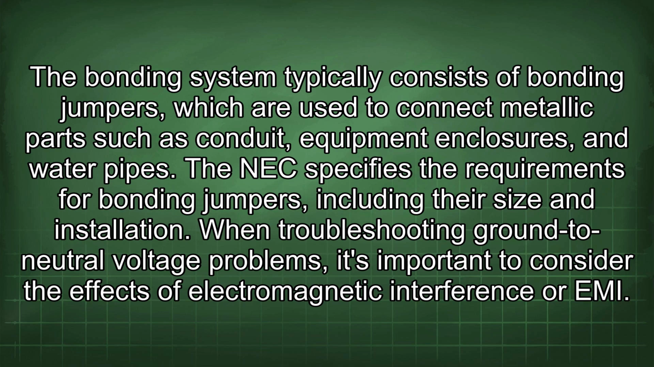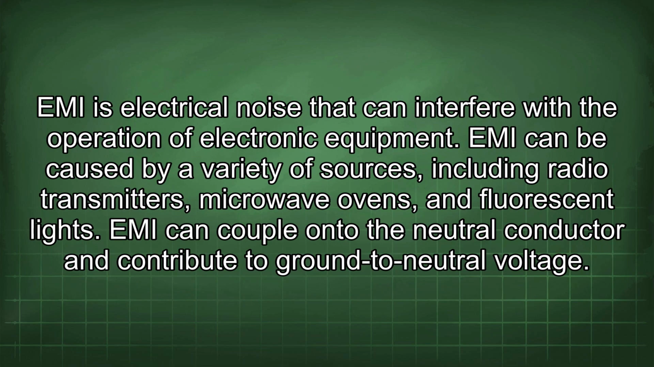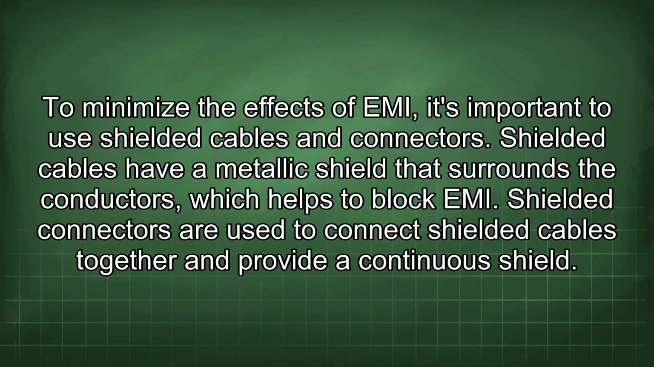When troubleshooting ground-to-neutral voltage problems, it's important to consider the effects of electromagnetic interference, or EMI. EMI is electrical noise that can interfere with the operation of electronic equipment. EMI can be caused by a variety of sources, including radio transmitters, microwave ovens, and fluorescent lights. EMI can couple onto the neutral conductor and contribute to ground-to-neutral voltage. To minimize the effects of EMI, it's important to use shielded cables and connectors.